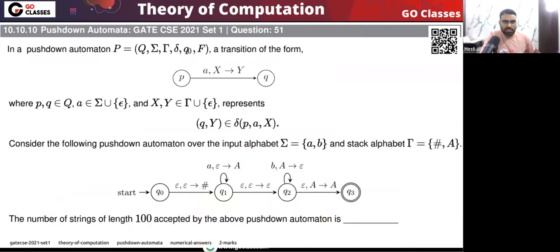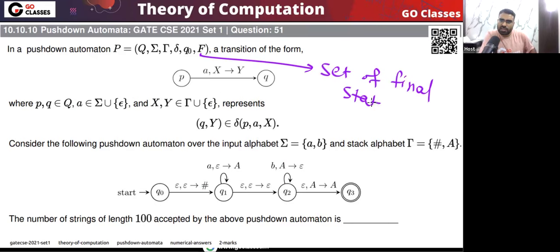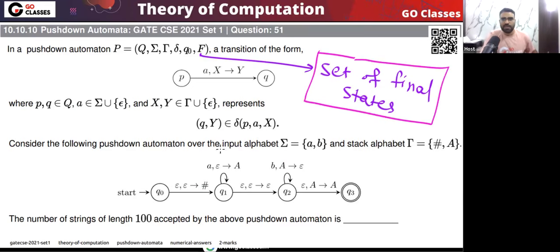If you look at this definition, here we have the set of final states. Yes or no? This set of final states is given to you. So tell me, this PDA is which type of PDA? Is it a PDA based on final state acceptance, or is it a PDA based on empty state acceptance? Tell me. In this PDA definition, already you can see that the set of final states is given to you. So tell me, which type of PDA is this?